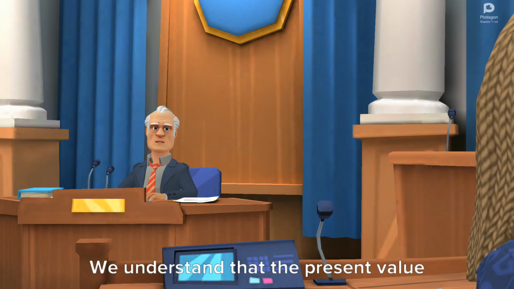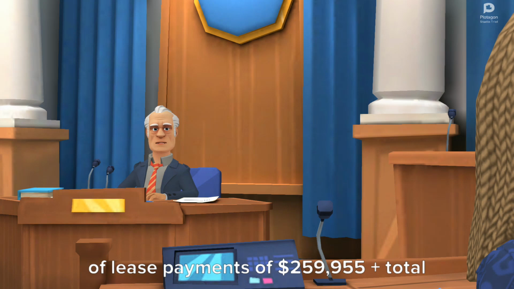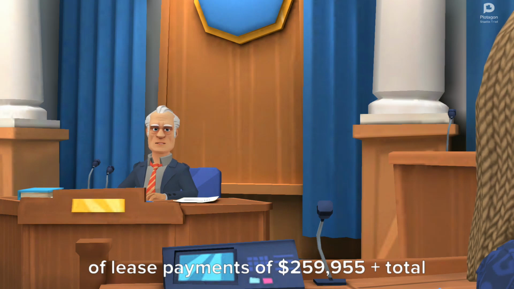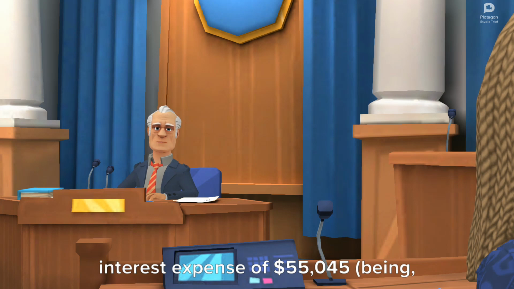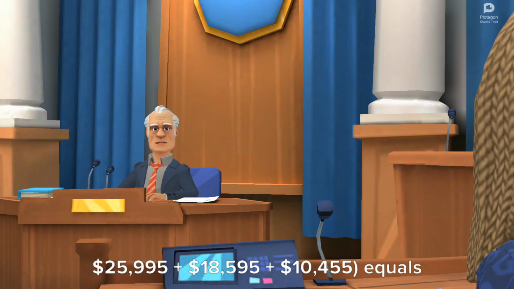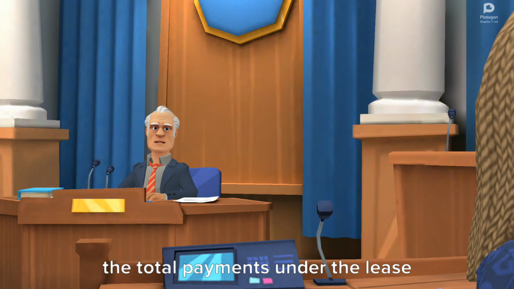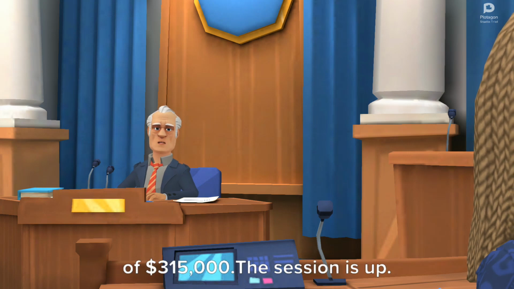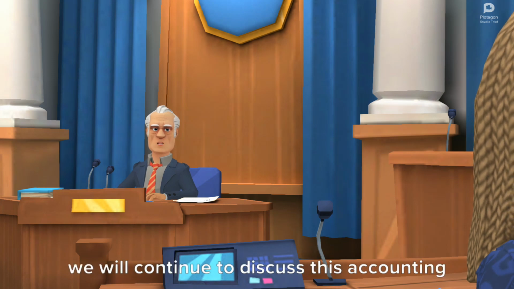$115,000. We understand that the present value of lease payments of $259,955 plus total interest expense of $55,045, being $25,995 plus $18,595 plus $10,455 equals the total payments under the lease of $315,000.